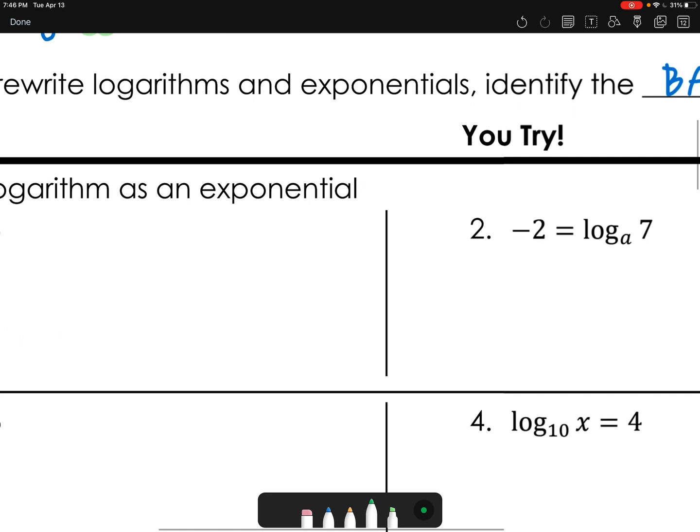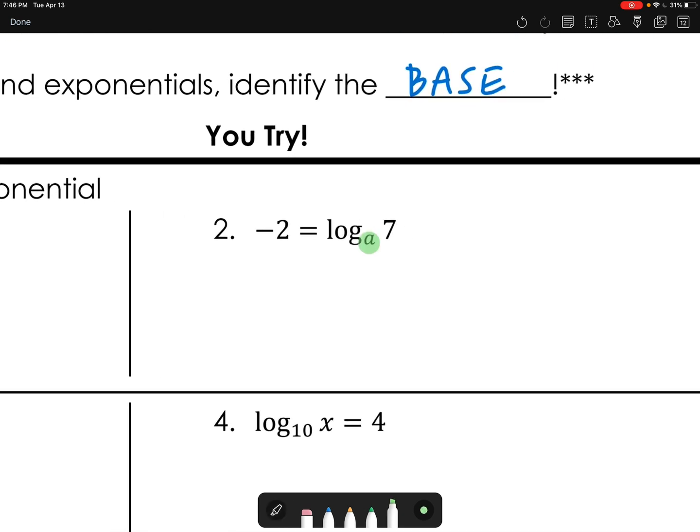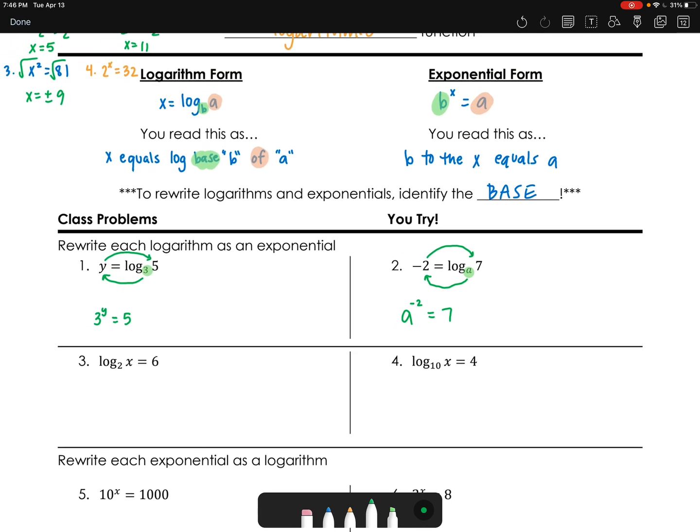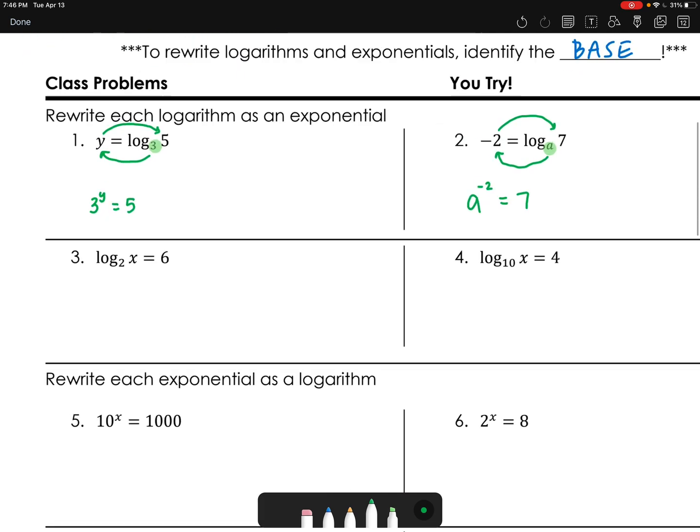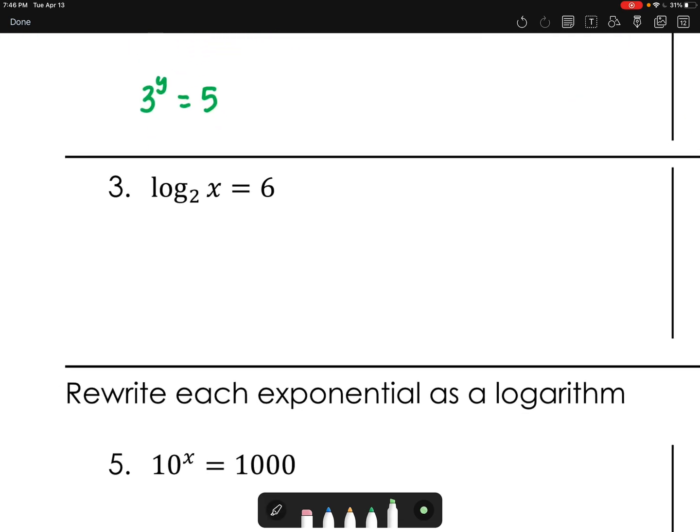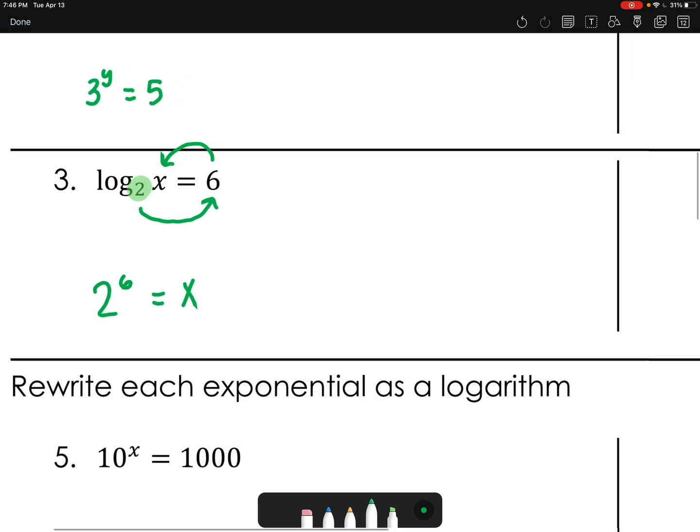Okay, let's try number 2. First thing I'm doing is finding the base. So my base is a, and I'm going in a circle. I'm going across the equal sign. A to the negative 2 equals 7. That's it. Okay, let's do another one. Number 3, we find our base is 2, and we go in a circle. 2 to the 6th equals x, our of. Okay?